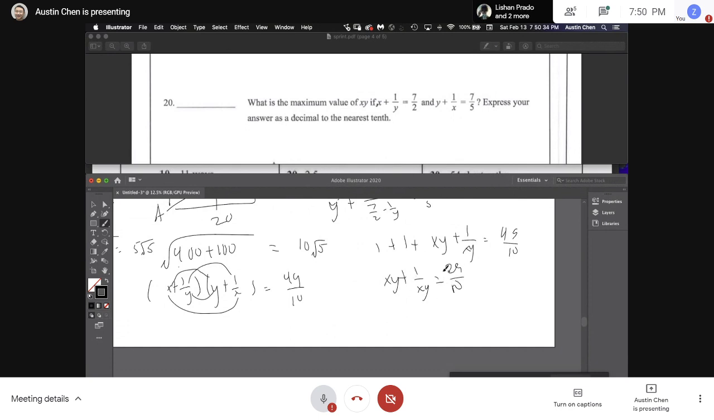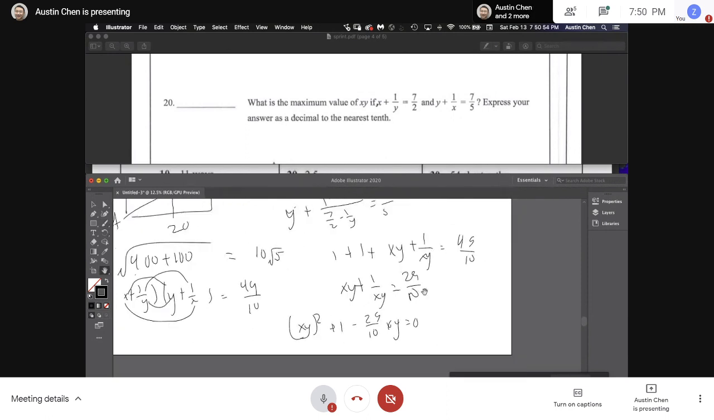And it's pretty good. You have an expression in xy, right? And this is just going to be a quadratic equation, right? You can just multiply both sides by xy. So then we have xy squared plus 1 minus 29/10 xy equals 0. So then we can just solve this with a quadratic equation.